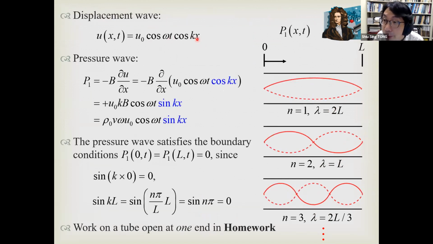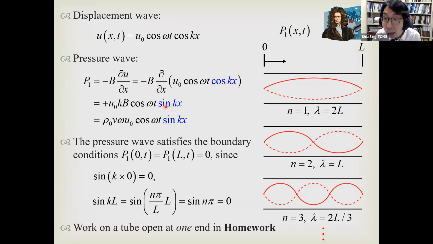Now, this is a displacement wave only. This is U. U is the displacement. We now derive the pressure waves. The pressure wave is equal to minus the bulk modulus multiplied by the spatial derivative of U. So that amounts to a straightforward differentiation of U with respect to X. When you have U, you just substitute the U into this equation and find the P.